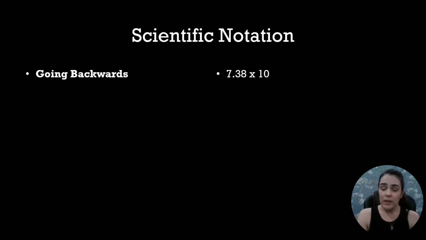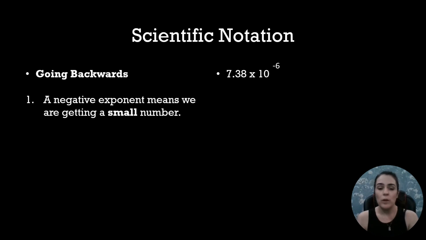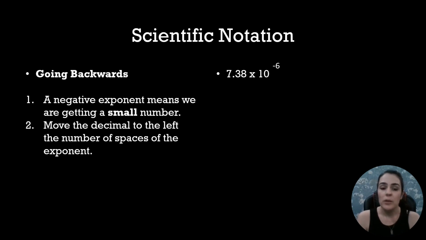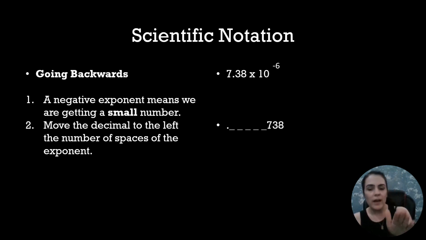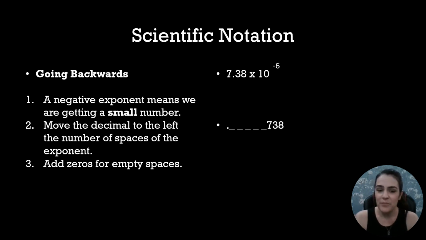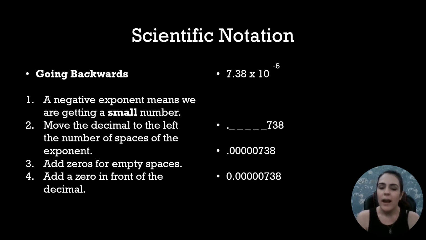Last example here. Here's a negative exponent. This means it is a very small number, less than 1. You want to move the decimal to the left, the number of spaces of the exponent. The exponent is 6, so we moved that decimal 6 spaces. Add zeros for any empty space. Add a 0 in front of the decimal, just like this here. And that is your answer. It's as easy as that.